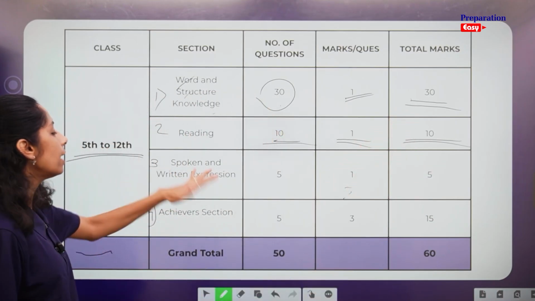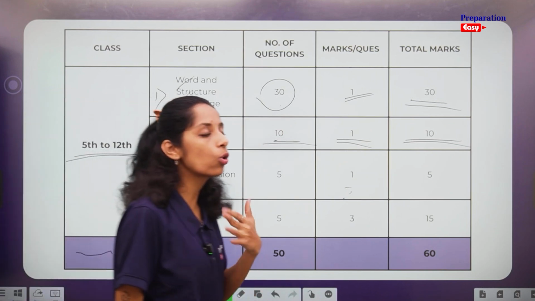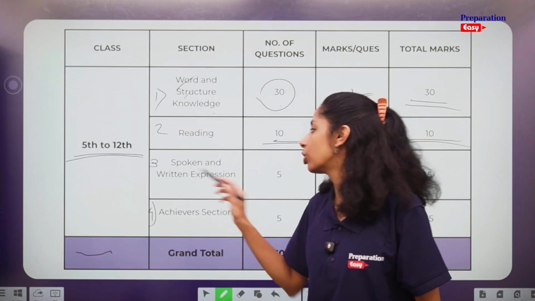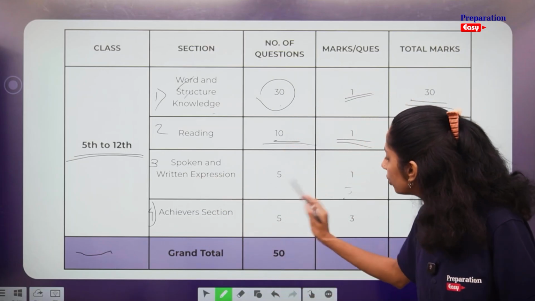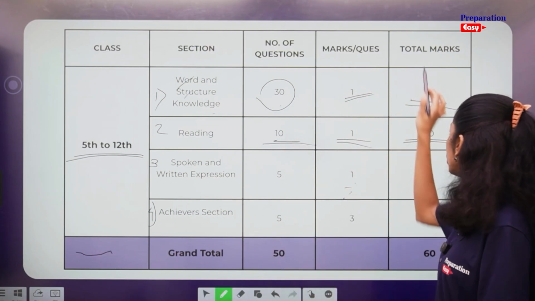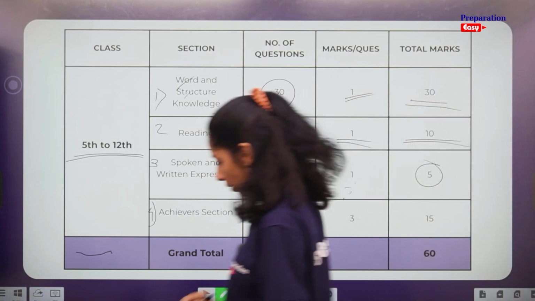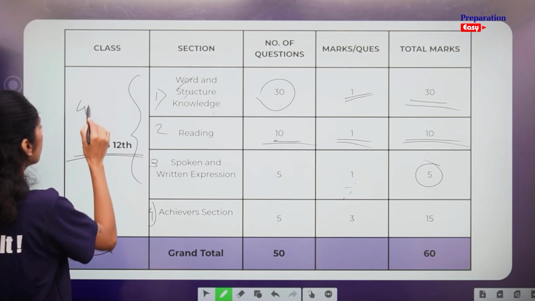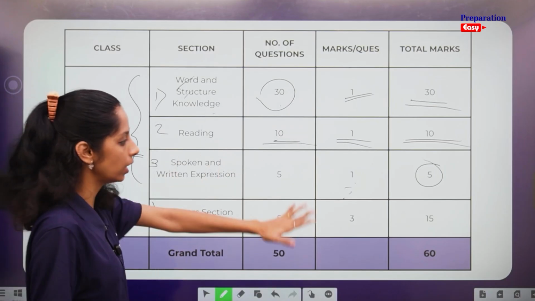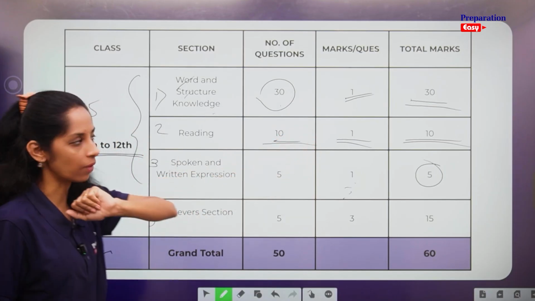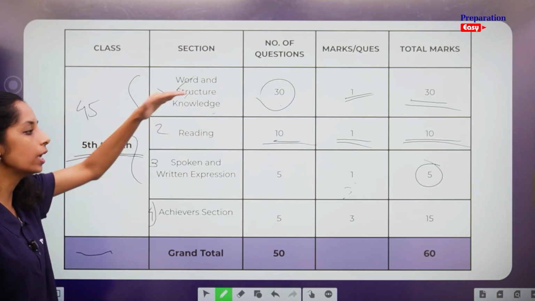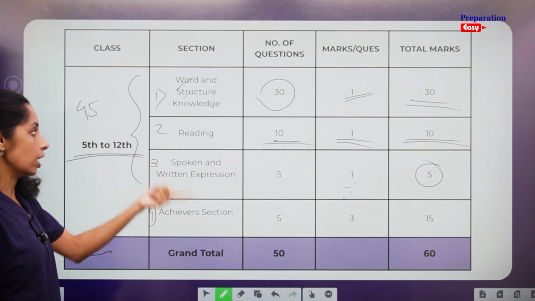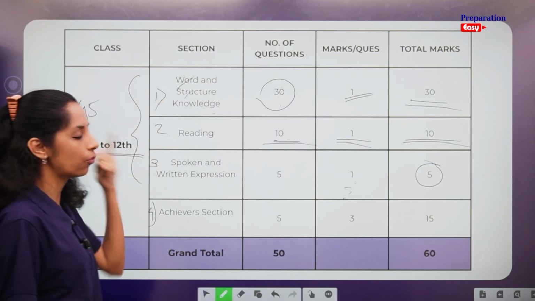Now, spoken and written expression, where I said you are going to speak and communicate better, is what section 3 is all about. There will be 5 questions, 1 mark for each question, so total marks will be 5. So sections 1, 2 and 3 are for 45 marks: 30 plus 10, 40, plus 5, 45.